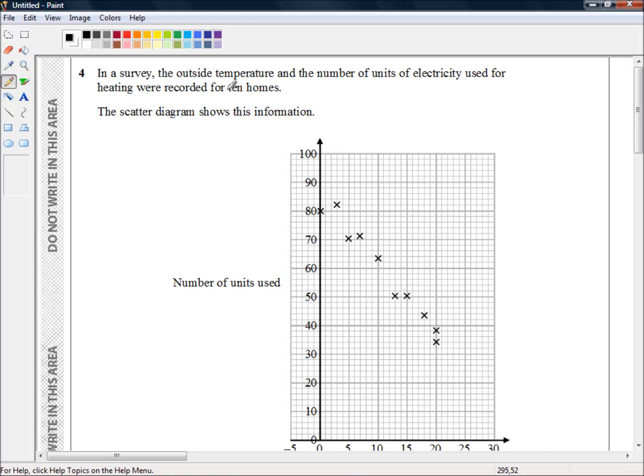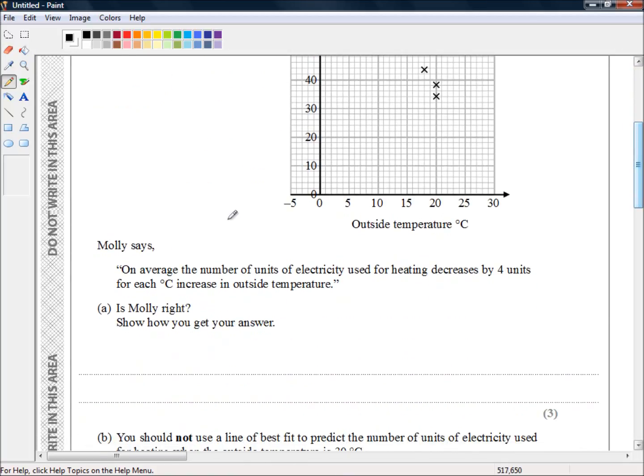In a survey, the outside temperature and the number of units of electricity used for heating were recorded for 10 homes. The scatter diagram shows this information. Molly says, on average, the number of units of electricity used for heating decreases by 4 units for each degree C increase in outside temperature. Is Molly right? Show how you got your answer.